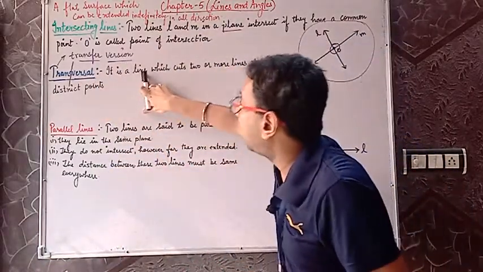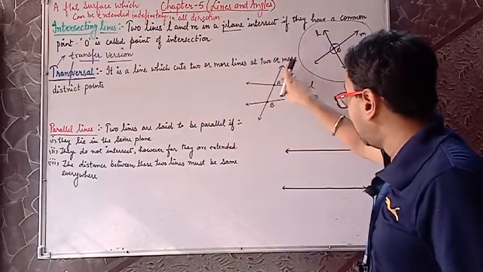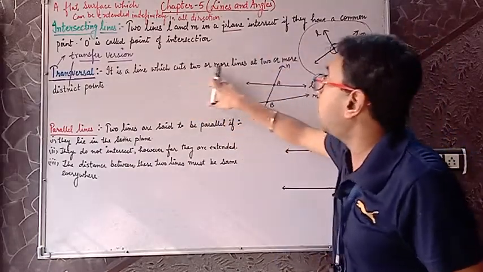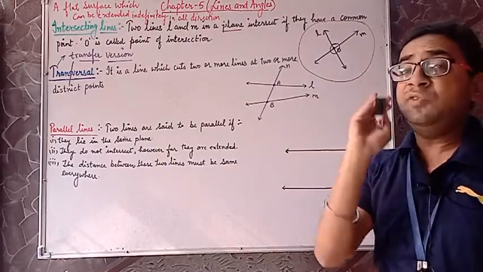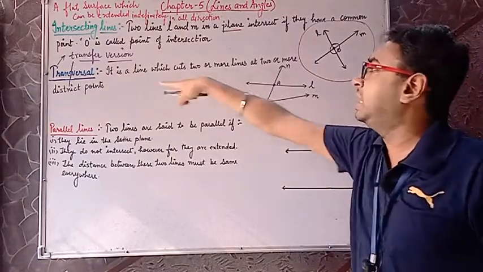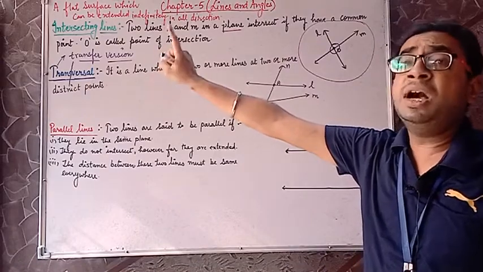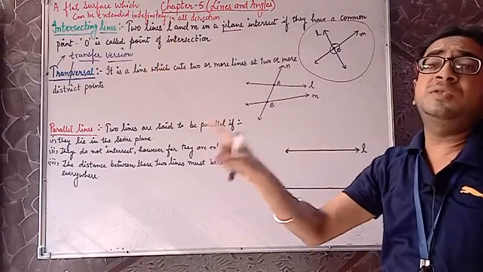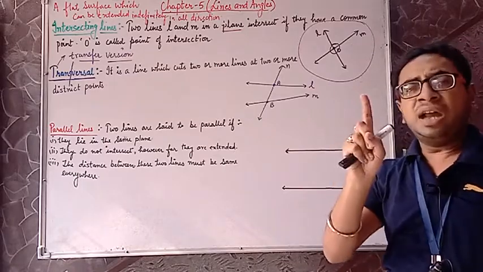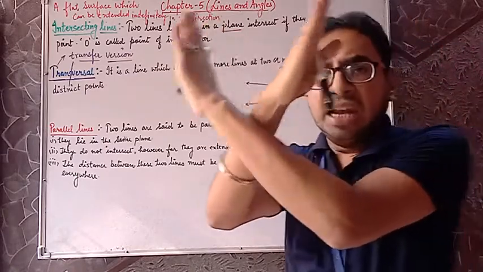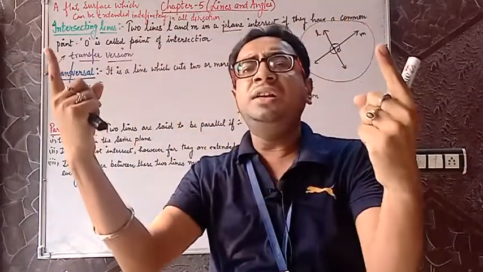Basically, it is a line which cuts two or more lines. Very important condition is two or more lines. If it cuts only one line, it will become intersecting. This is the difference between intersecting and transversal. Intersecting, even if it is one line, if two lines basically cross each other at a common point, they are intersecting lines.